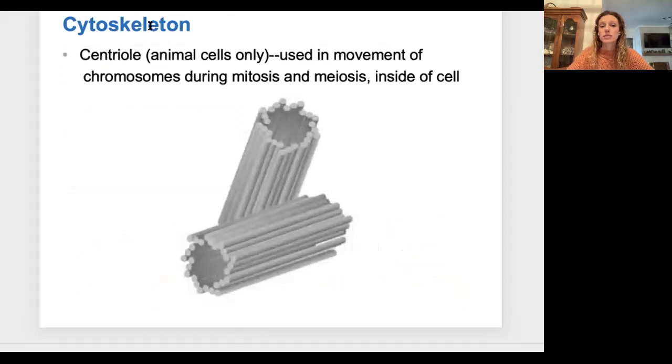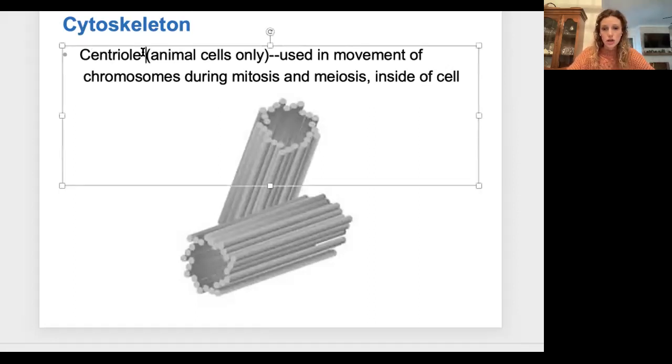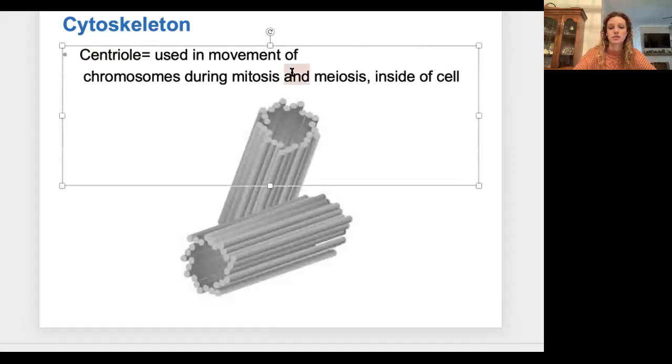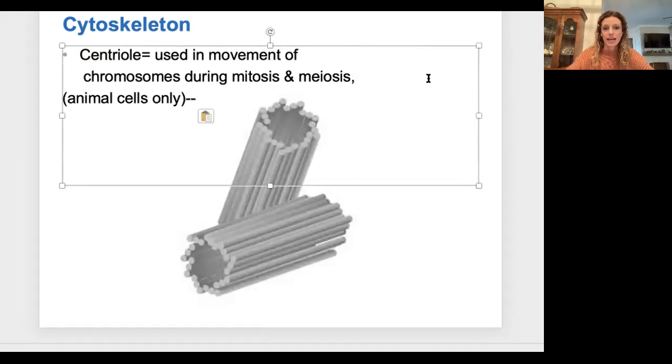Okay, cytoskeleton. This is continuing cytoskeleton structures. So this is a centriole. Centrioles are used in movement of chromosomes during mitosis and meiosis. I want you to say centrioles equal used in movements of chromosomes during mitosis and meiosis. Okay, and that it's in animal cells only.